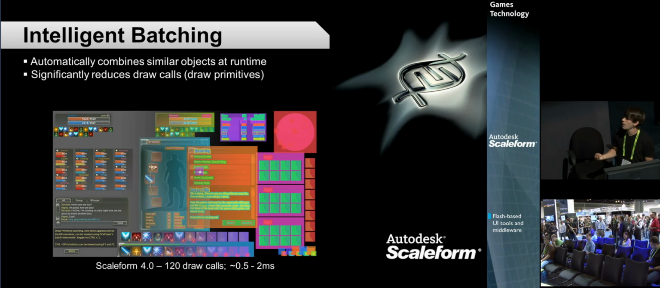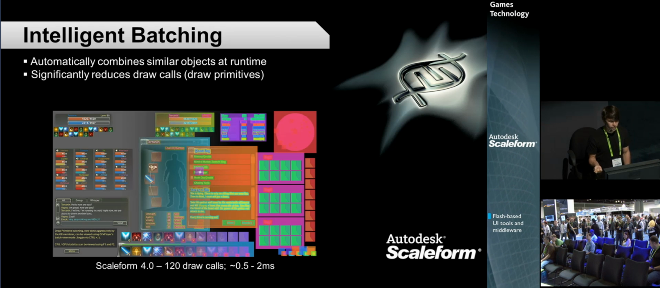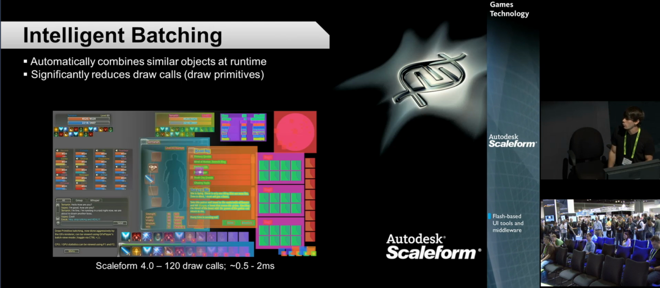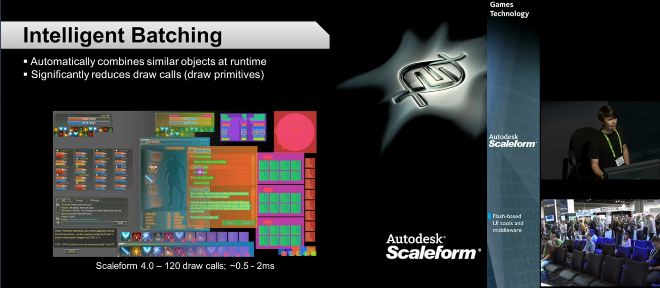So the performance impact of Scaleform 4.0 on the same content, we go from 566 draw calls to about 120 draw calls, and from rendering time of about 5 to 20 milliseconds, all the way down to somewhere between half a millisecond and 2 milliseconds. So you can really see the impact on performance the 4.0 renderer has. This really allows your artists to do more, be more creative, with a far reduced performance impact.